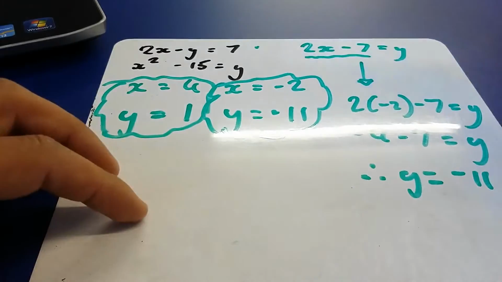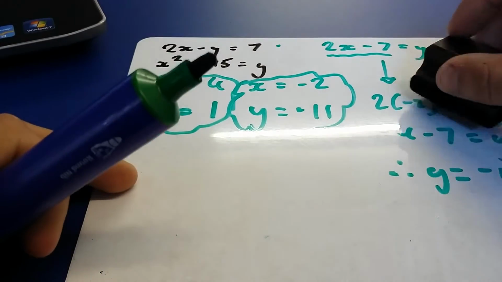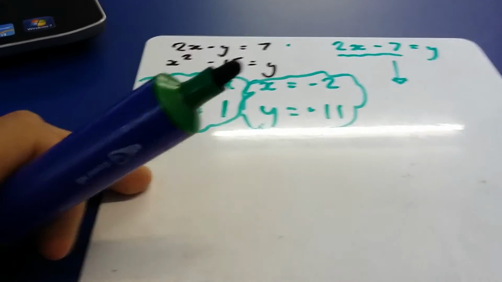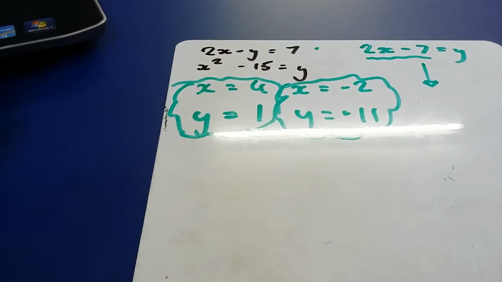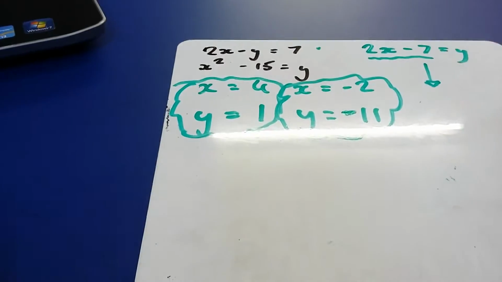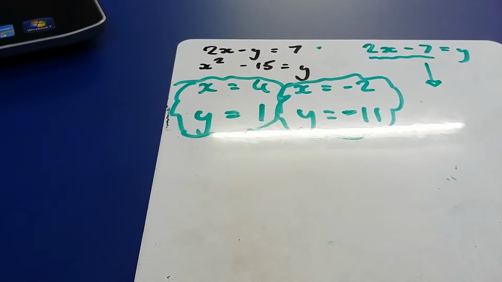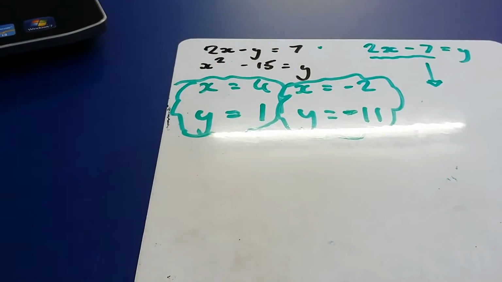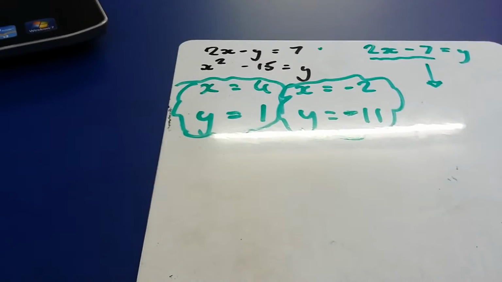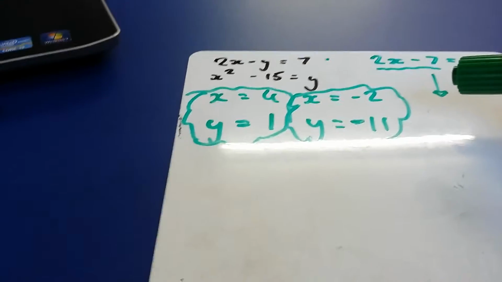So when you've got a set of simultaneous equations involving a quadratic, you should actually end up with at least 3 solutions, maybe even 4. Because if you have 2 solutions for x, usually you're going to get 2 solutions for y. Now, okay, let's remember those. 4, 1 and minus 2, minus 11.